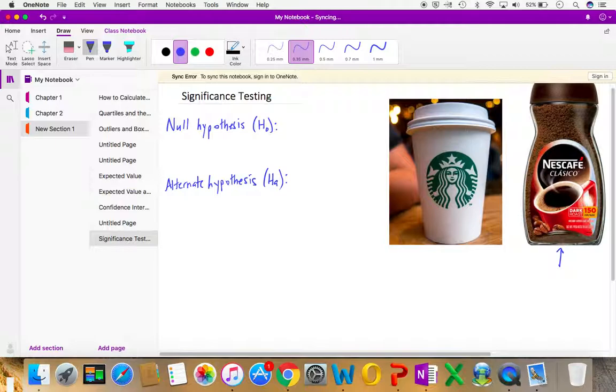But my view is biased as a marketing rep for this company. I'm going to try and show that what we've created here is the same as Starbucks. So we do a blind taste test. That's the first thing. We have a sample size of 100 people, and they're going to be given both the Starbucks and the instant coffee. And we're going to try to determine if it's a 50-50 split.